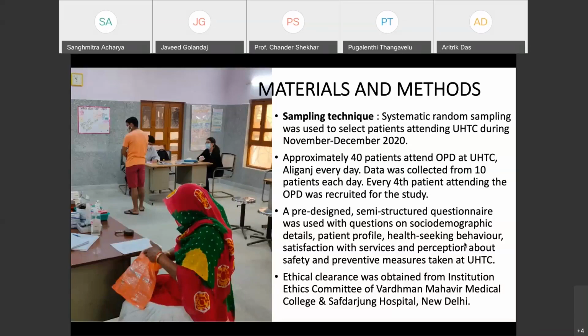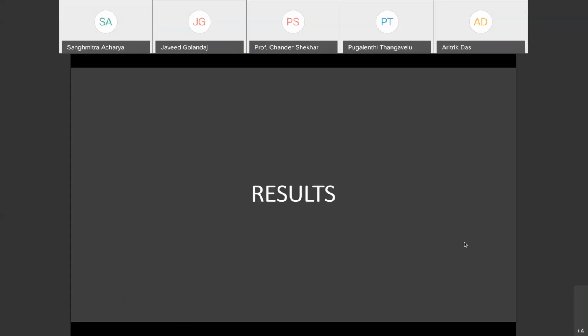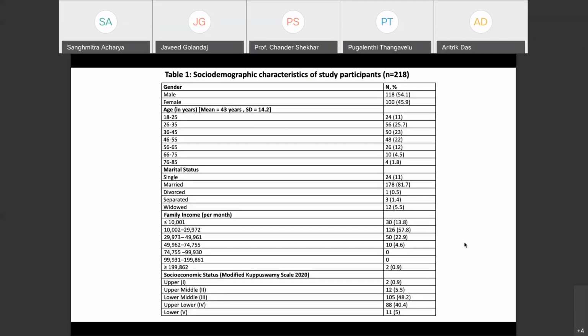A pre-designed semi-structured questionnaire was used with questions on socio-demographic details, patient profile, health-seeking behavior, satisfaction with the current services at UHTC, and perception about the safety and preventive measures taken at the UHTC. Ethical clearance was obtained from the Institutional Ethics Committee of VMMC and Safdarjung, and data was analyzed using SPSS version 21. Coming to the results of the study, Table 1 shows us the socio-demographic profile of the study participants.